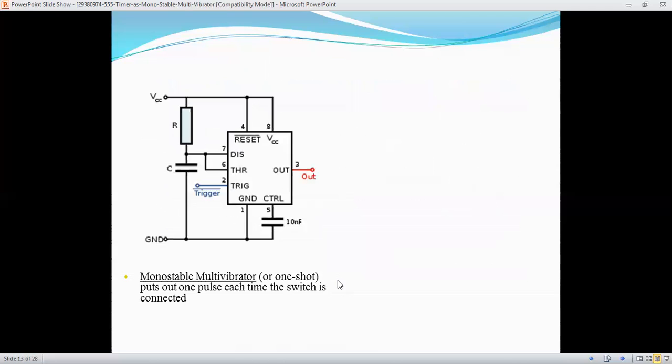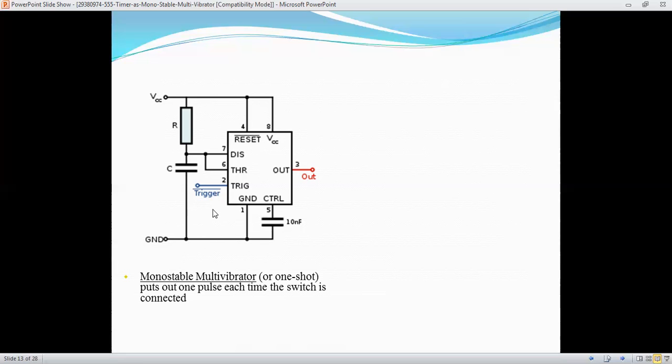So this is a monostable multivibrator circuit, the pin configuration of the circuit, in which one pulse is produced each time the switch is connected to the monostable multivibrator. Similarly, the control pin should be connected to a variable capacitor, and pin number 1 should be grounded. The trigger pulse should be applied.